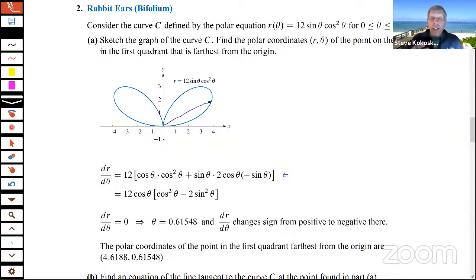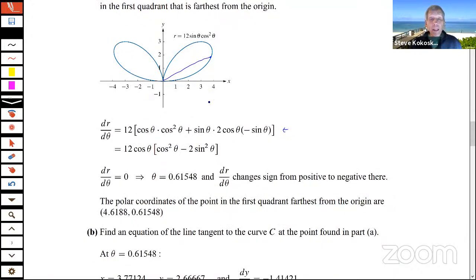And so how do you do that? Let's think of this as a calculator active problem. I have to take the derivative of r with respect to theta, and I have to set it equal to 0 and solve for theta. And in fact, I did.